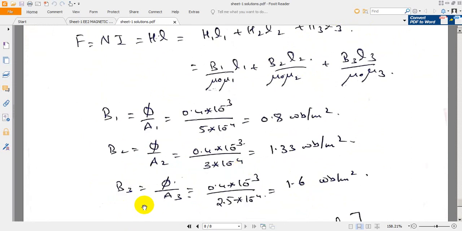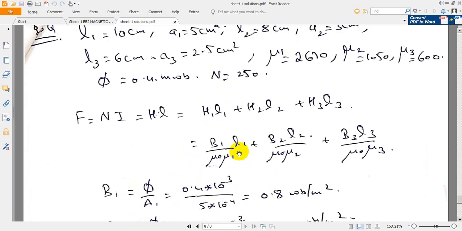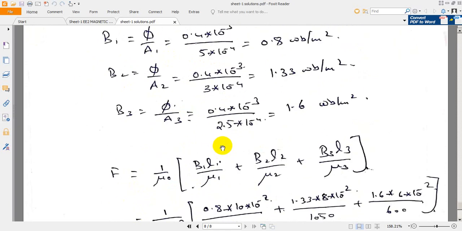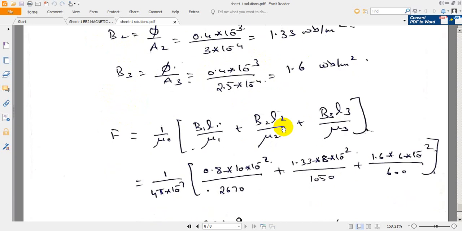Next, flux density B3 is equal to flux per area 3, which is equal to 0.4 into 10 to the power of minus 3 divided by 2.5 into 10 to the power of minus 4. Just substitute the values. Check the area 3, it is 2.5 centimeter square. We got the value of B1 as 0.8 Webers per meter square, B2 as 1.33 Webers per meter square, and flux density of the material 3 is 1.6 Weber per meter square.